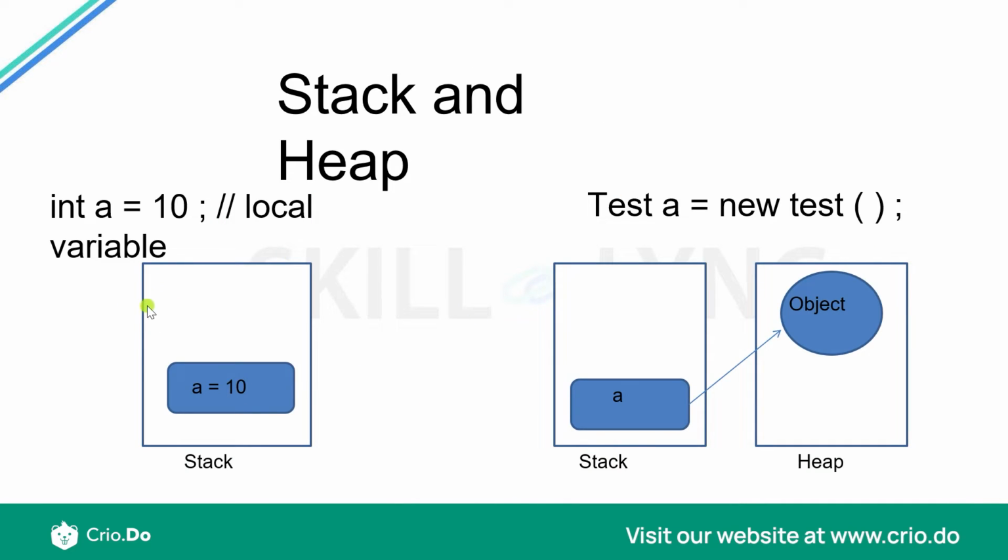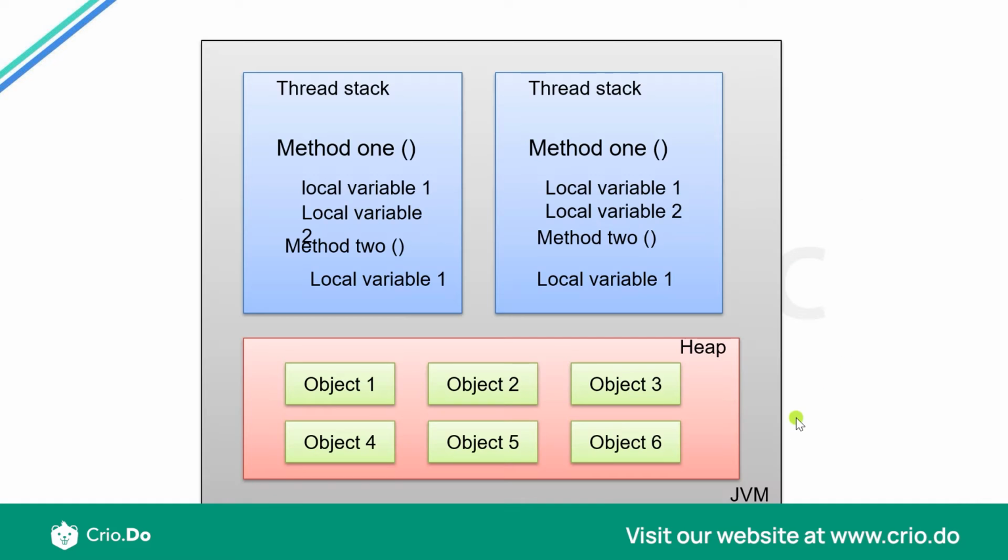So for example, over here, you can see that this is a stack and we have a local variable int a equal to 10, and a equal to 10 is put onto the stack. Now, if we have an object instead of a simple local variable, a primitive local variable, for example, Test a equal to new Test, and a is the object of the class Test. So a is the reference which is going to be present in the stack, but then the heap is going to have the object, and this is just going to refer to that particular object in the heap.